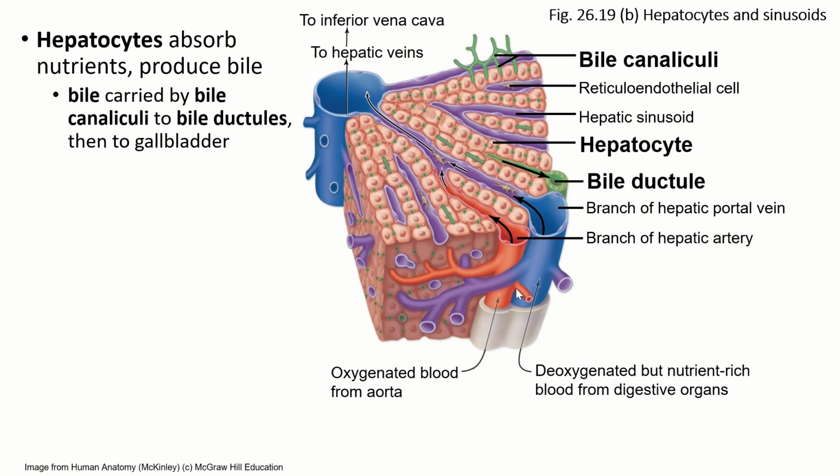The hepatocytes absorb nutrients, produce bile. The bile then is carried out the bile canaliculi to the bile ductule. The bile ductules then fuse into a bile duct which carries the bile to the gall bladder.